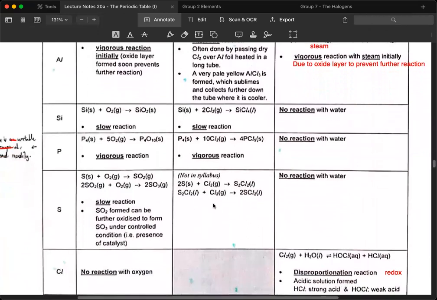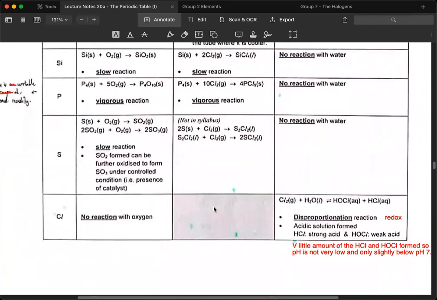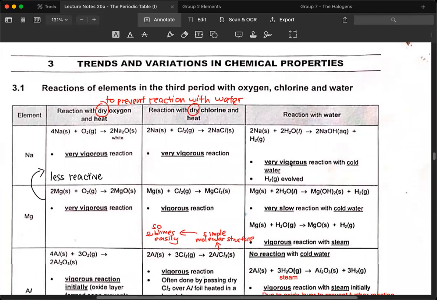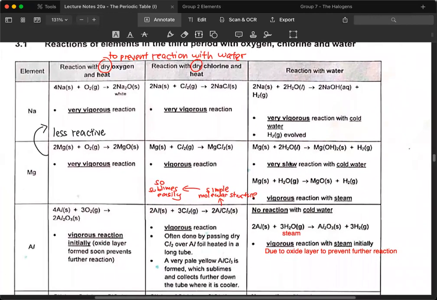Then this is not in the syllabus, just for information. Then for water, this is what we learned in O-level. Sodium reacts with water to form alkaline sodium hydroxide and hydrogen gas, very vigorous. Magnesium with water is very, very slow. In fact, it was mentioned that it takes a few days for the reaction to be completed. It does form magnesium hydroxide, but magnesium hydroxide is actually insoluble in water. Then we have magnesium and steam forming magnesium oxide.